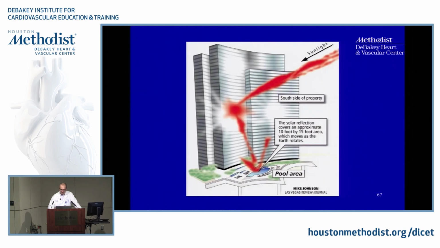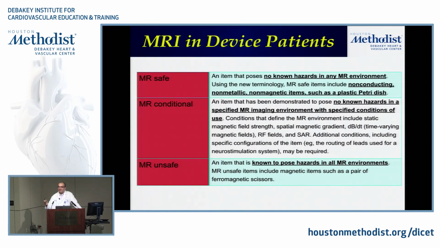And I think the point of this is that MRI has nothing to do with Las Vegas or with buildings, but this is why, if you look at the MRI terminology that we utilize, we use a term called MRI safe, which is really something that has no known hazards in any MRI environment. All these new MRI pacemakers and defibrillators are not called MRI safe. They're called MRI conditional. The only thing that will be MRI safe is something that's completely non-magnetic, like a Petri dish, okay? Most of these newer devices are what we call MRI conditional, which means that there's no known hazards in a specified MRI imaging environment with specified conditions of use.